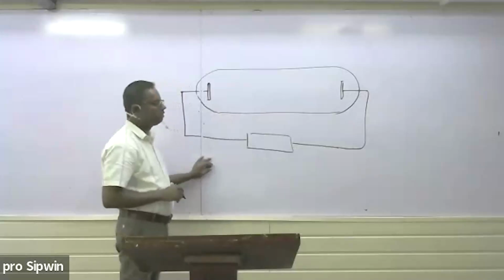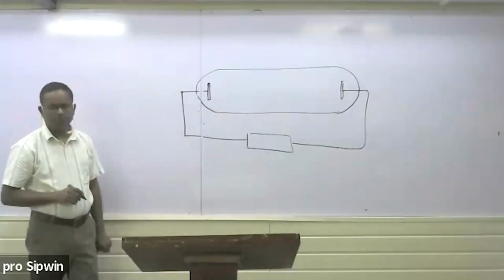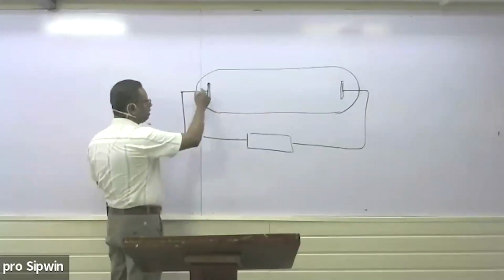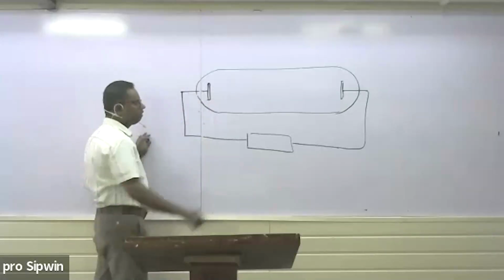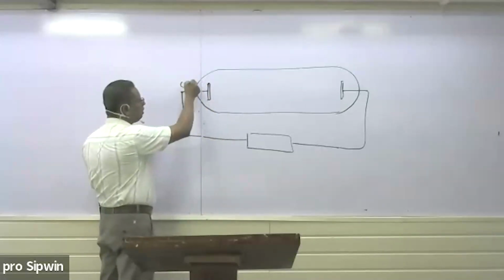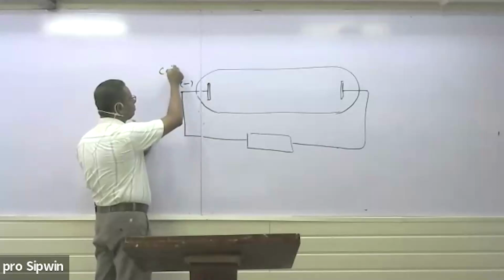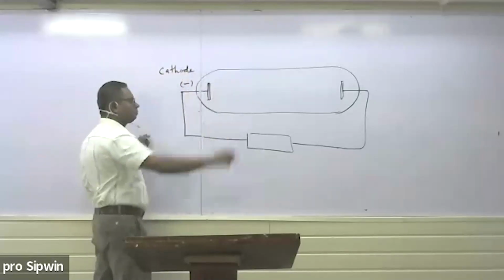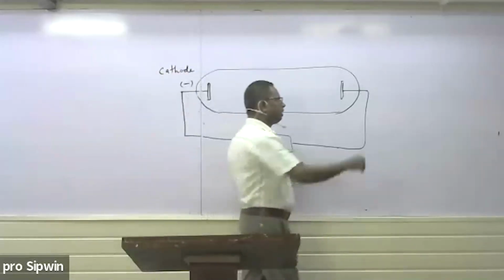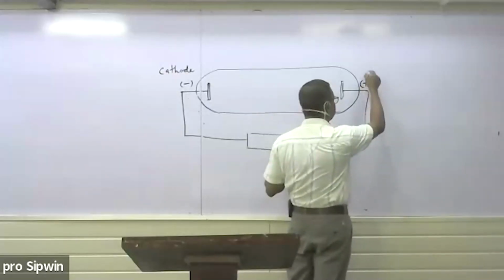High voltage is connected to those plates. Then the plates we now call electrodes. The negative one, we call the cathode. The positive one, we call the anode.